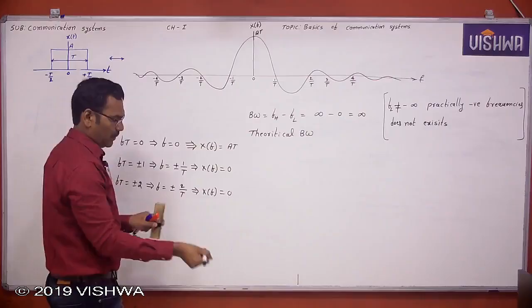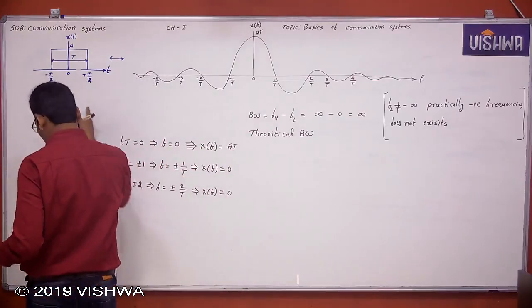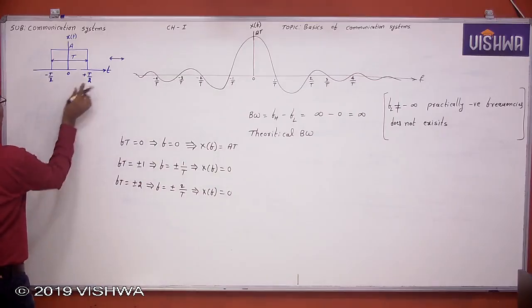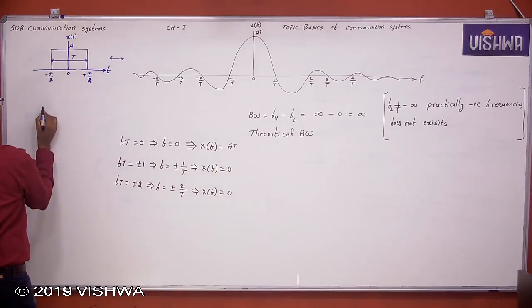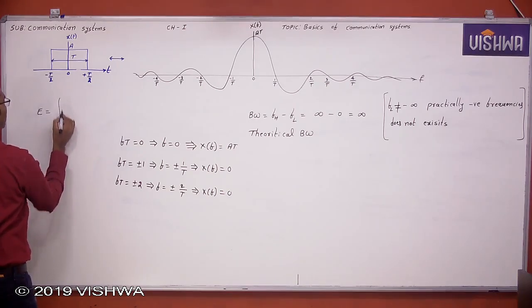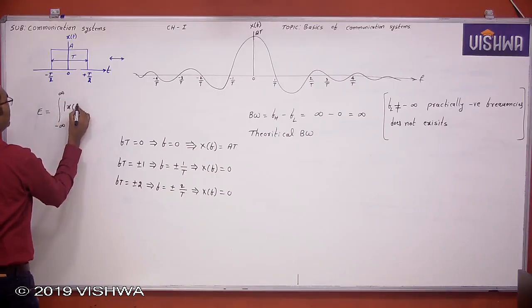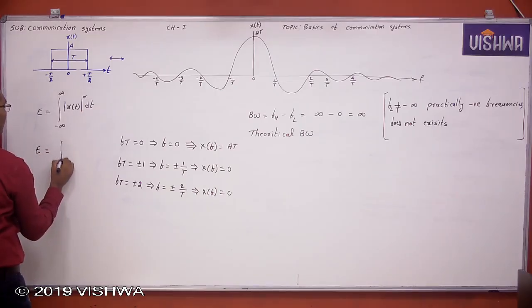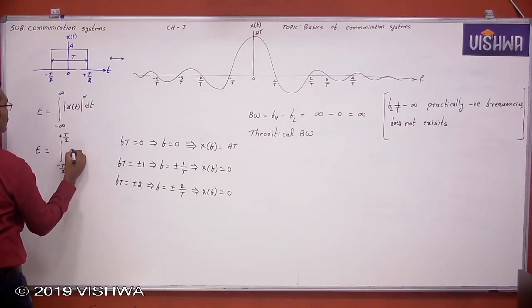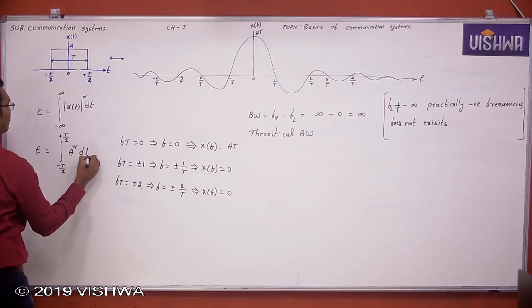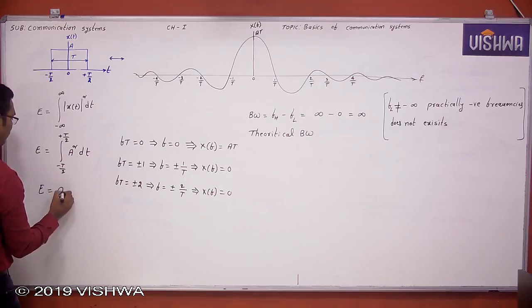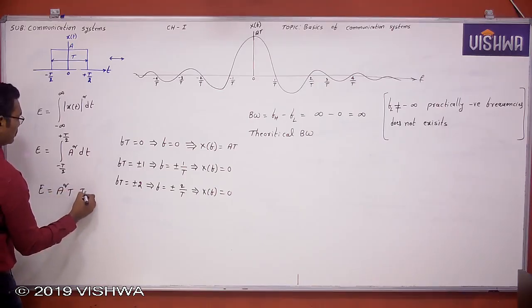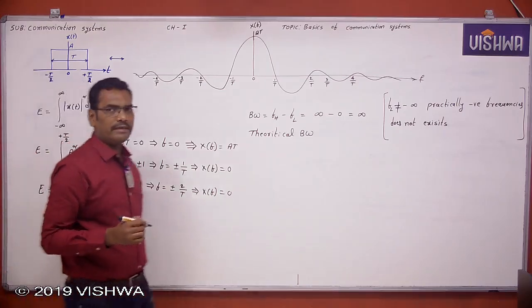Then if you see here, first of all I want to find the energy of the signal. Because a finite duration signal is nothing but an energy signal, and an infinite duration signal is nothing but a power signal, right? Now energy is the integral from minus infinity to infinity of x(t) whole square dt, which is equal to the integral from minus T/2 to plus T/2 of A square dt. Therefore the energy of the signal is A square into T joules, right?